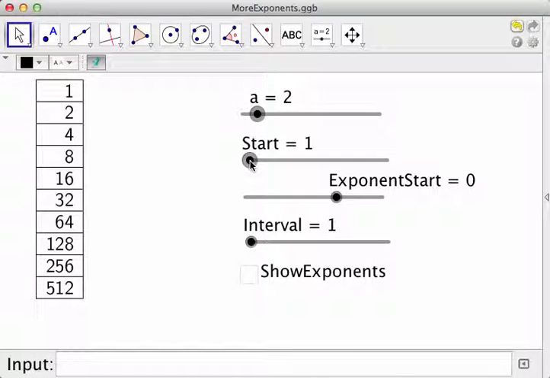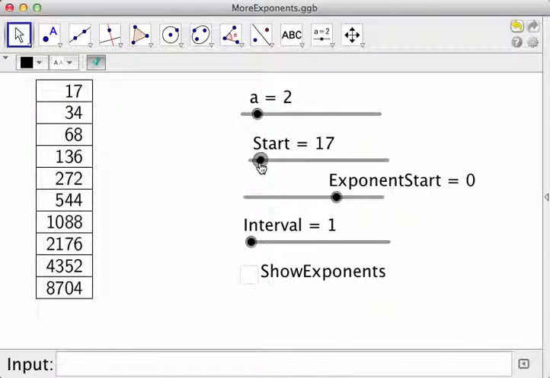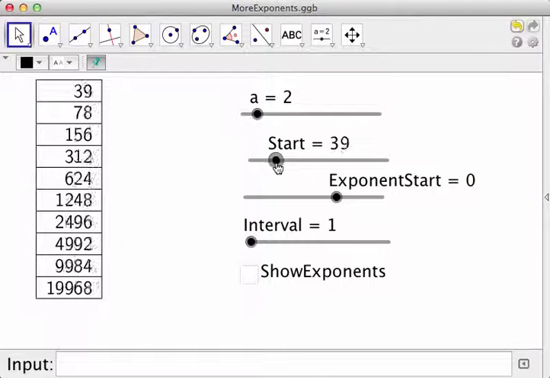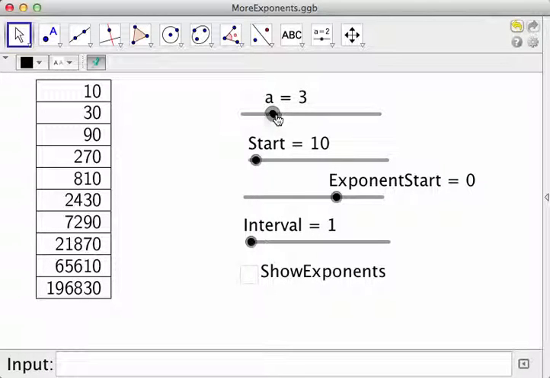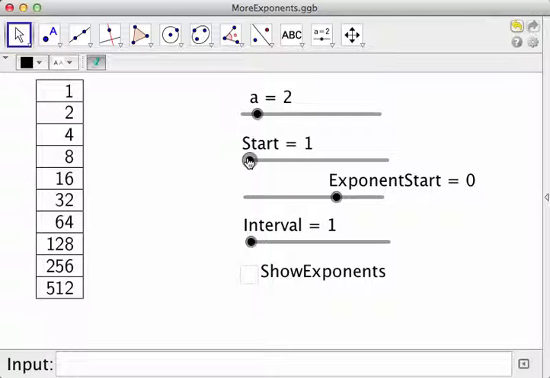Now, what do you think happens when I move the start slider? Let's leave the start slider set at 10 and now move A again. So think about what the start slider does.